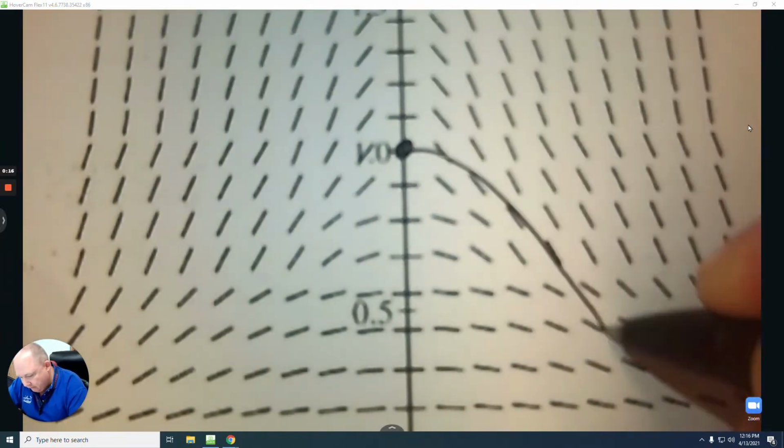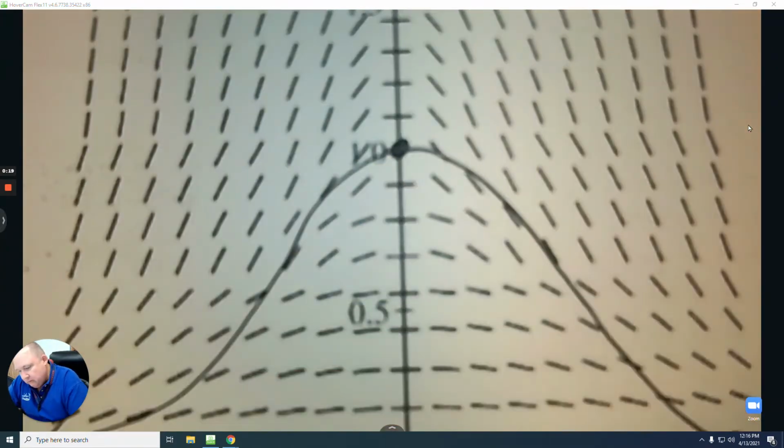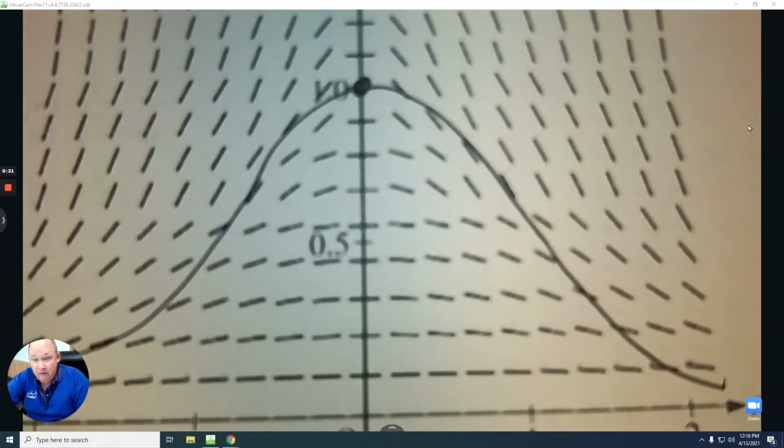So follow the flow, and get your picture and go, okay, which one matches that picture? And I said it's a little bit like bowling. You've got to knock down the pins until one pin is left.